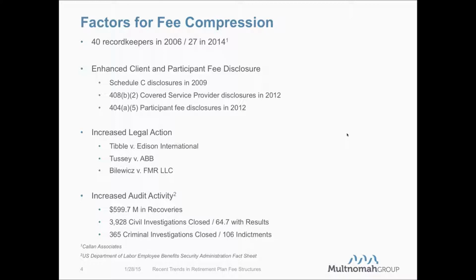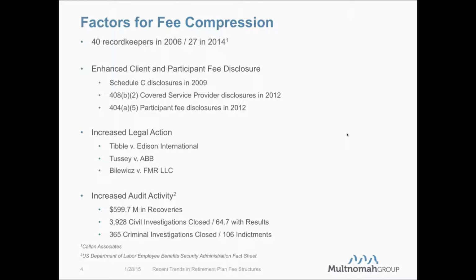Over the same point in time, the Department of Labor has been very, very focused on trying to help illuminate fee structures. So back in 2009, we saw the birth of a much enhanced Schedule C in the Form 5500 filing that was intended to help plan sponsors get greater visibility about who was being paid out of plan assets and in what manner they were being paid. And then in 2012, we had 408B2 covered service provider annual fee disclosures. So notices that covered service providers needed to provide to plan sponsors that, again, articulated how they were compensated.